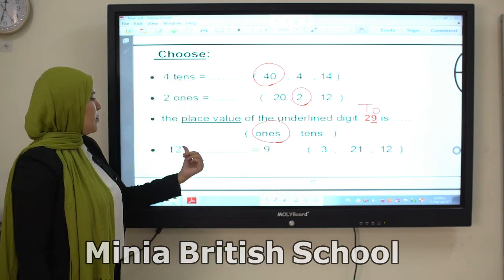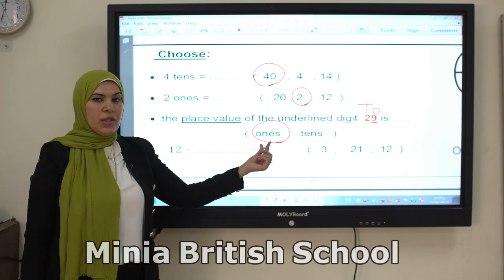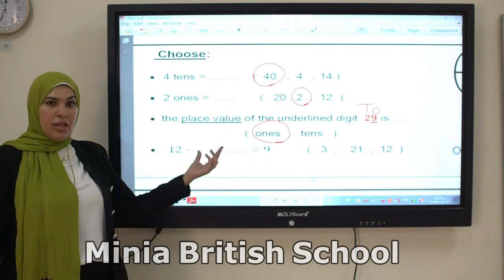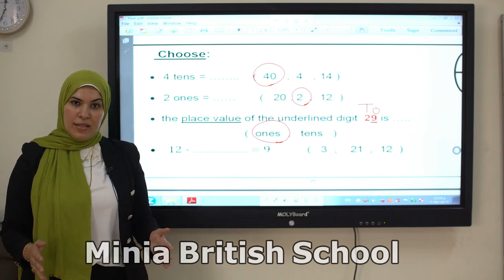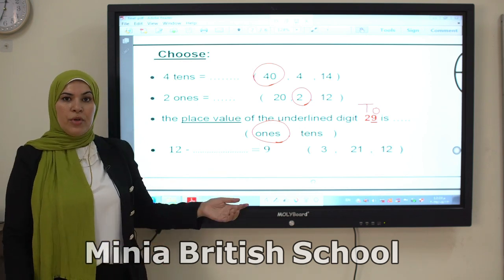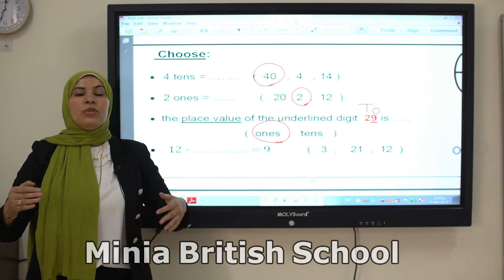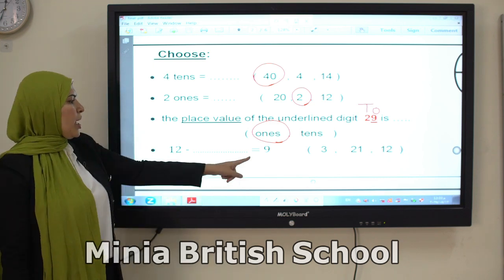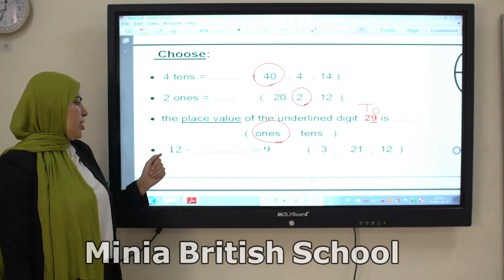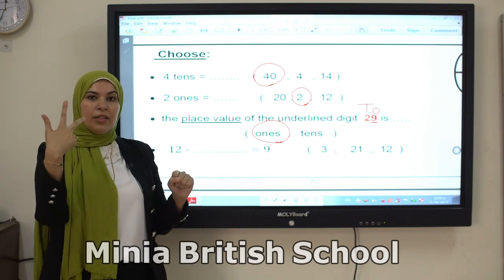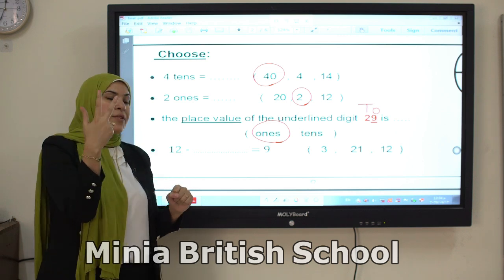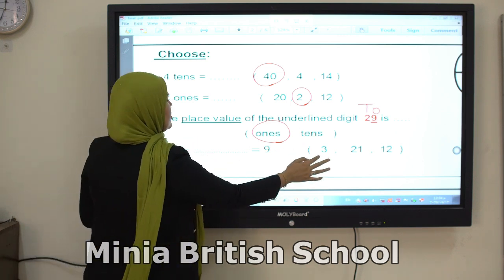12 minus space equals 9. If you see the missing number, if the sign is plus or minus, you will make the same steps. What is the step if you see the missing number? Count after the smaller to reach the bigger. So here I count after number 9 to reach number 12. After 9, 10, 11, 12. How many fingers? 3. So the answer is 3.